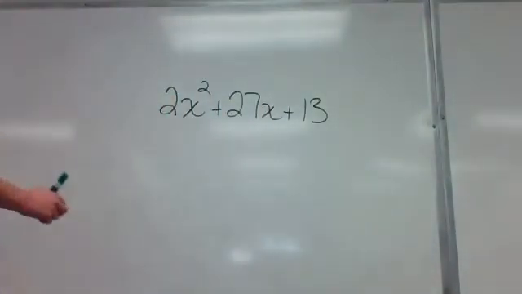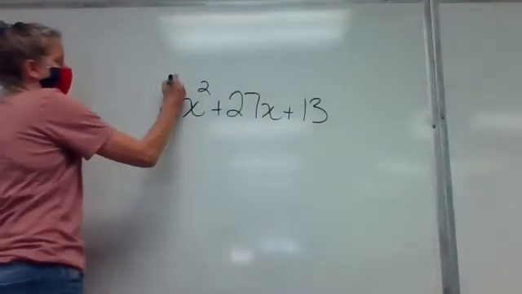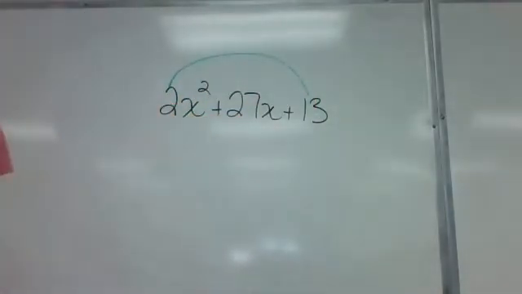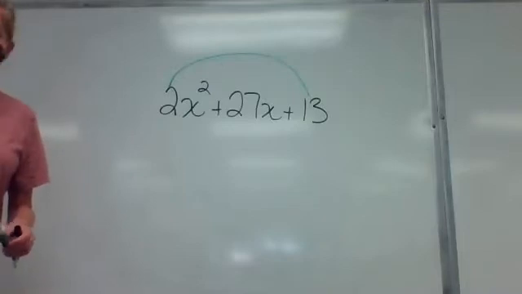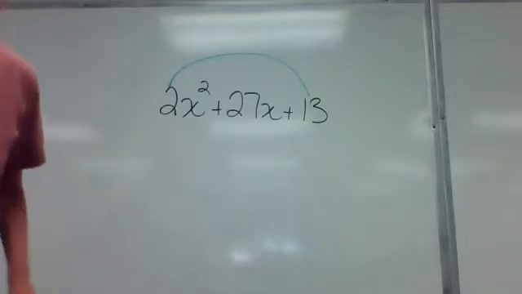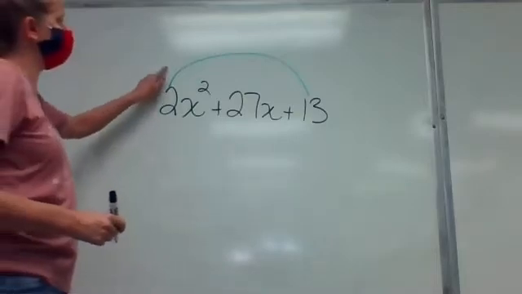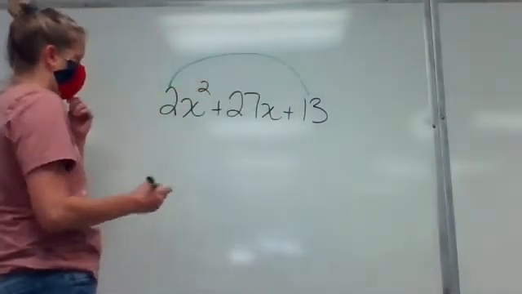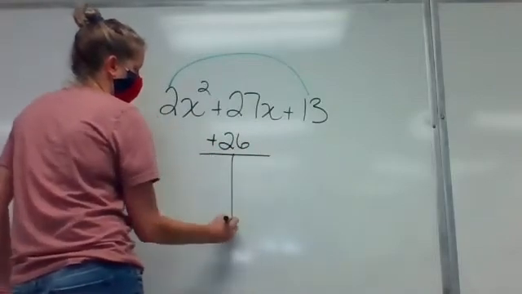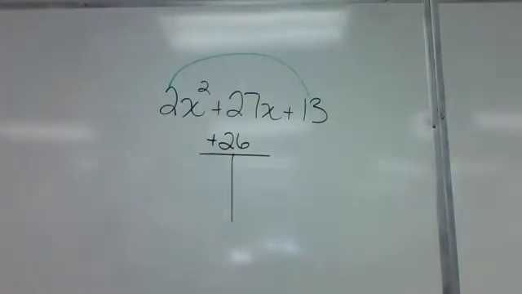The first step is to multiply these outside two numbers together, just the numbers, not the x squareds or anything like that, but include the sign. So let's see, I've got a +2 times a +13, which gives me +26. We're gonna make a little chart.